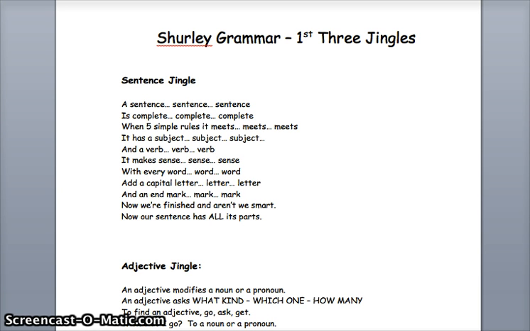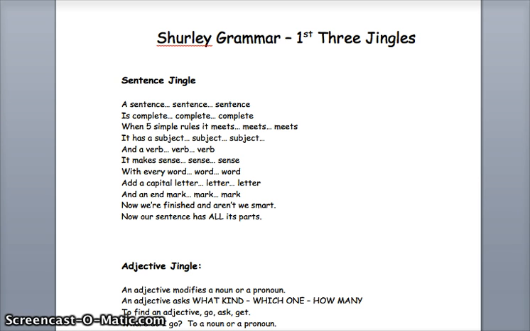A sentence absolutely and positively must have a subject, it must have a verb, and it must make sense. I figure the capital letter and the end mark, you probably learned that in elementary school, so I really don't make you repeat that in this class, but absolutely you must know the 3 components of a sentence. It has a subject, it has a verb, and it makes sense.